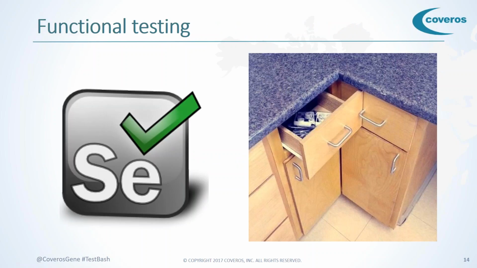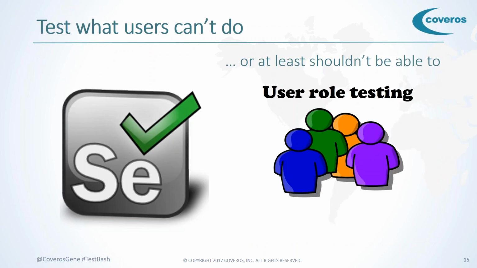All right, another type of testing that you almost certainly are doing, and I mentioned earlier, functional testing, right? I think everyone knows what functional testing is and why it's valuable to use tools like Selenium or QTP, TestComplete, Robot, whatever, right? But you can also use functional tests in different ways other than just checking to see if the test passed, right? You can set up your functional tests to do user role testing, right? Test what users can do, or what they can't do, or what they shouldn't be able to do, right?